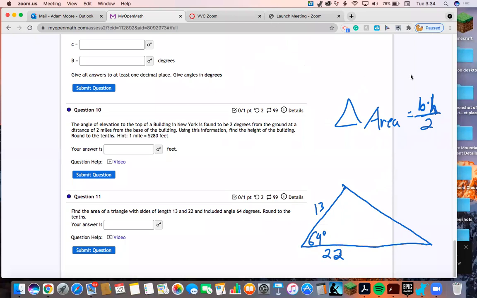Boom. The base, well, here, let's fill in what we know. The base we already know is 22. The height we don't know. We'll have to figure that out. That's where trig comes in, and then we'll divide it all by 2 when we're done. And so we'll be good.